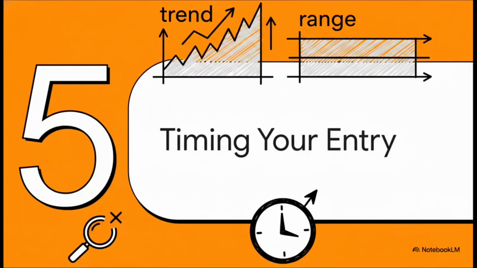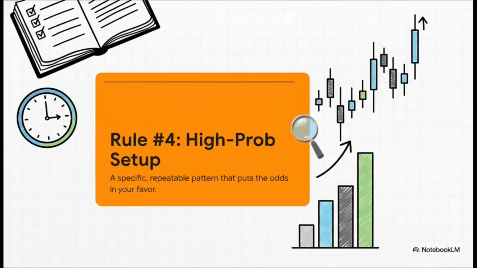All right, so now we've covered the 2 main market structures, trends and ranges. Let's get a bit more granular and talk about the rules that help us pinpoint the exact moment to actually enter a trade. This one is all about discipline. It's not about jumping into a trade whenever you feel like it. No, it's about having a very strict checklist and waiting patiently for the market to give you a very specific pattern, one that has a high likelihood of actually working out.